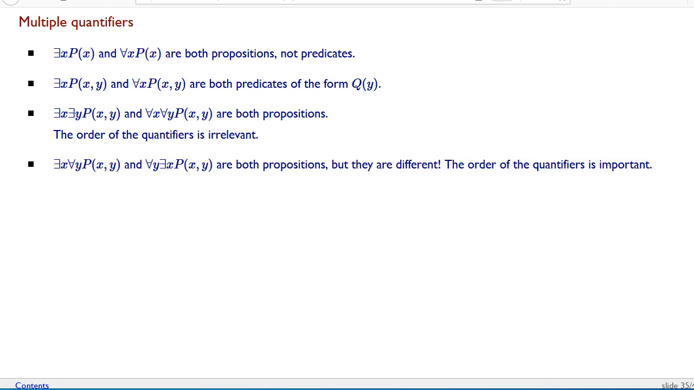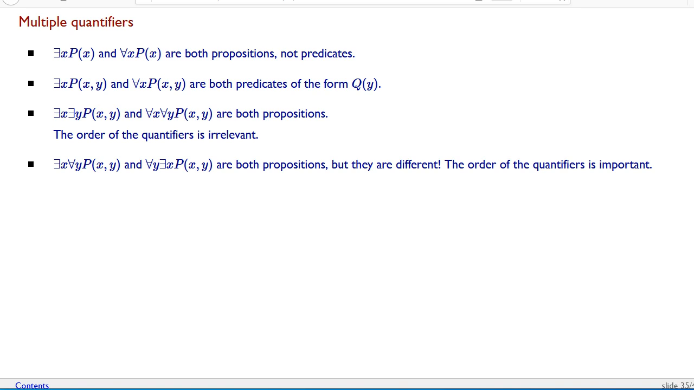However, when I mix the 2 kinds of quantifiers, it makes a big difference. If I say there exists an x with the property that p of x and y is true for that x and all y, that's a different statement than the statement for all y there exists a single x for which p of x and y is true.